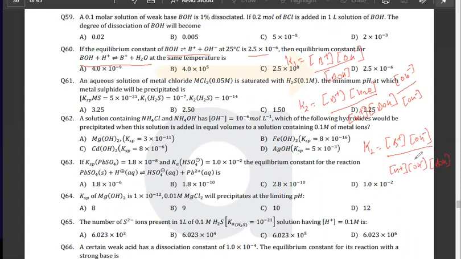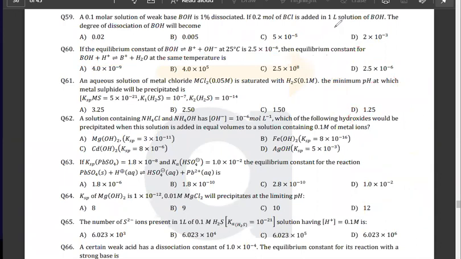Now, if you see K1 and K2, can you see that? K2 is equal to K1 divided by KW. Yes or no? Got it, everyone? Question number 60. It is just like KH.